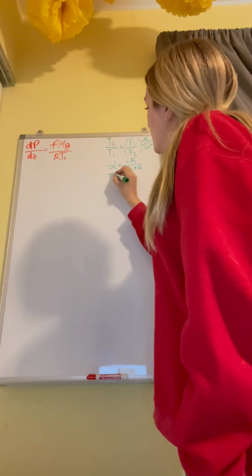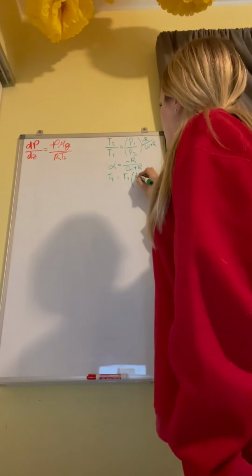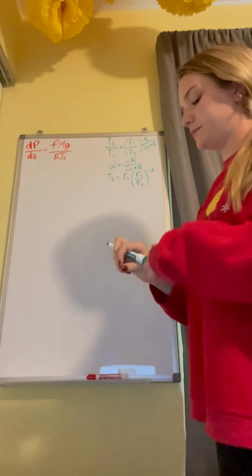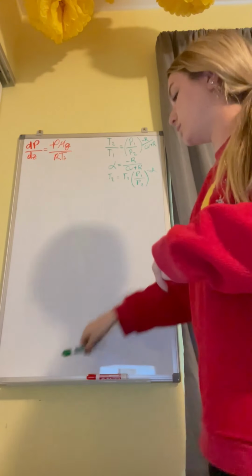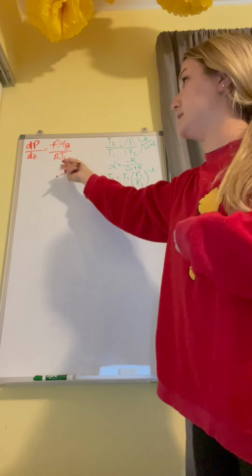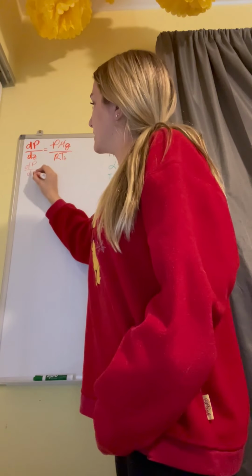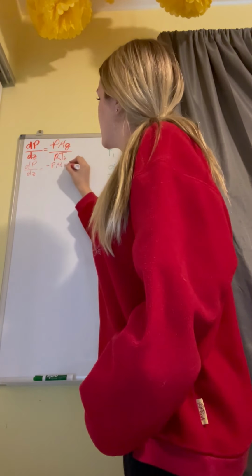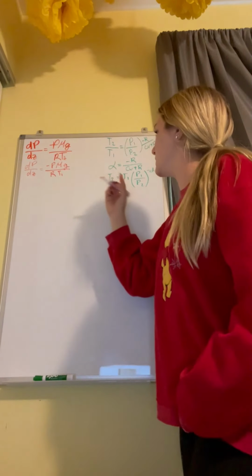Now we're going to solve this equation for T2. We're going to have T2 is equal to T1 times P1 over P2 to the negative alpha. Now we can see that we have a T in both equations. So we are going to take our T over here and plug it into this equation. We are going to get dP over dZ is equal to negative PmG over RT1. So here comes this equation.